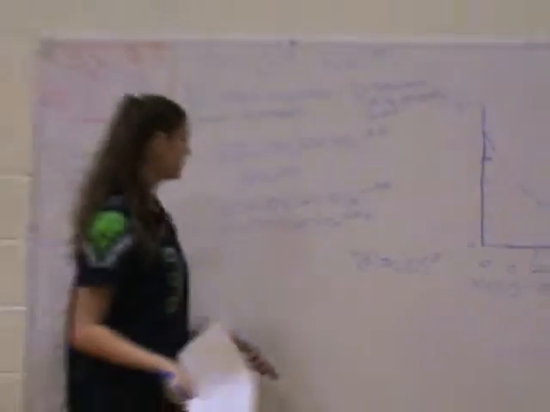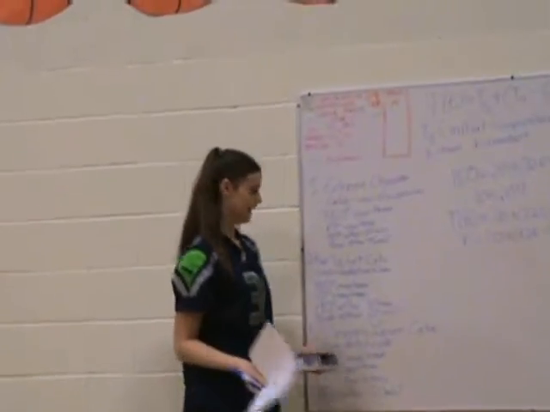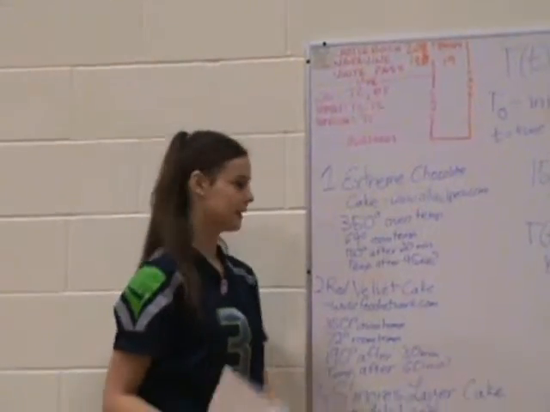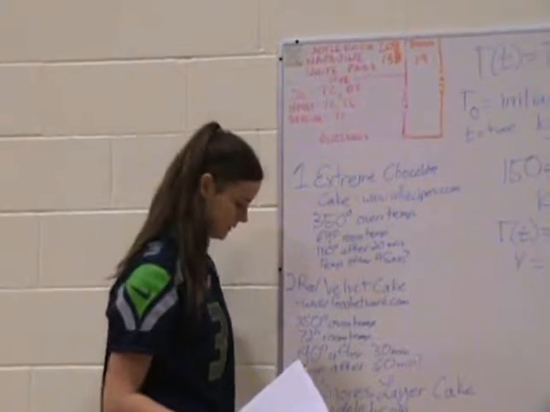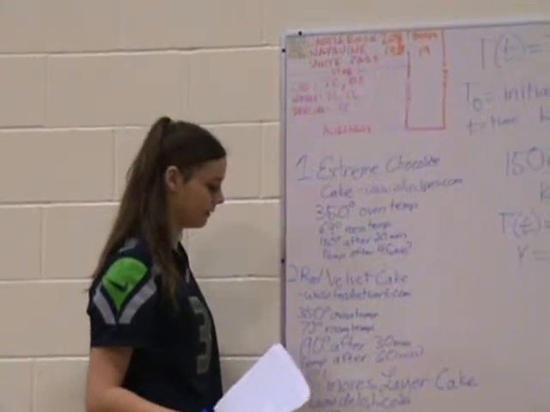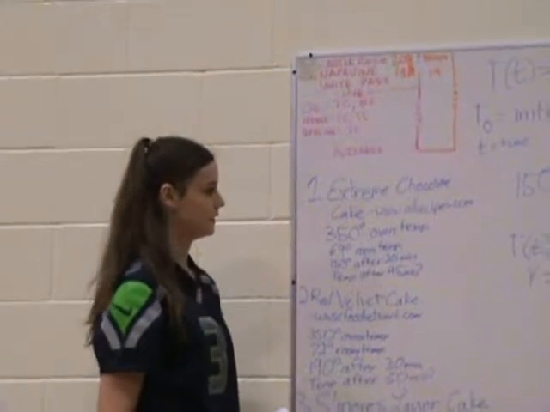So now you know that for all these different cakes, the approximate temperature after this amount of time. Again, the temperature varies greatly by the room temperature and the temperature of the oven and how long, of course, you want the cake to cool.